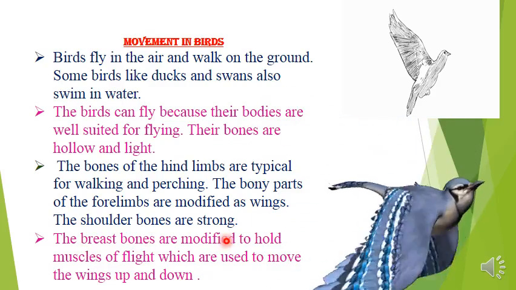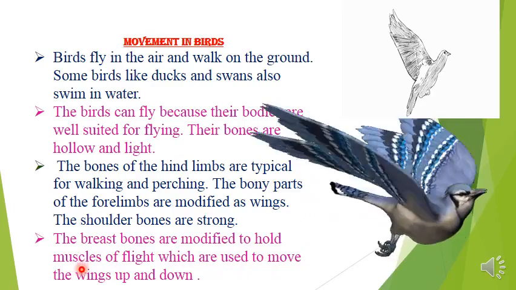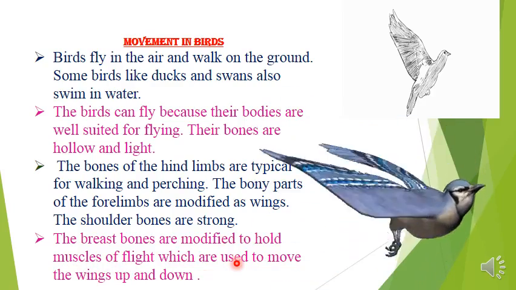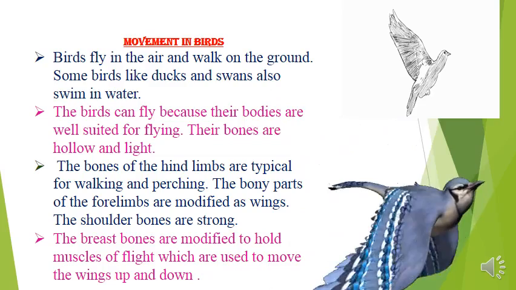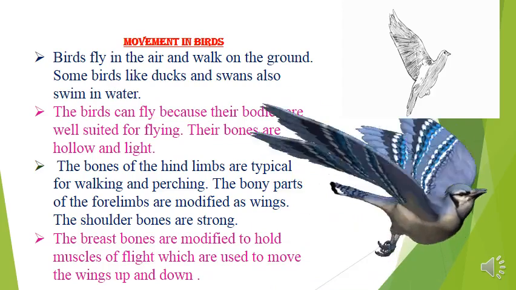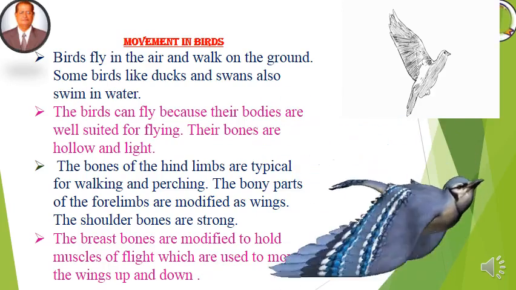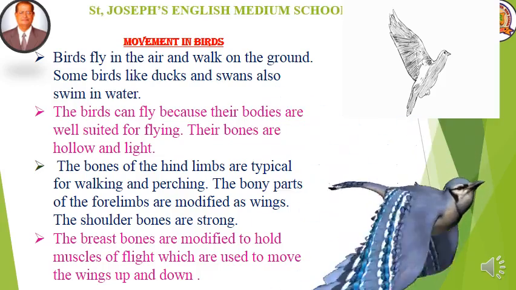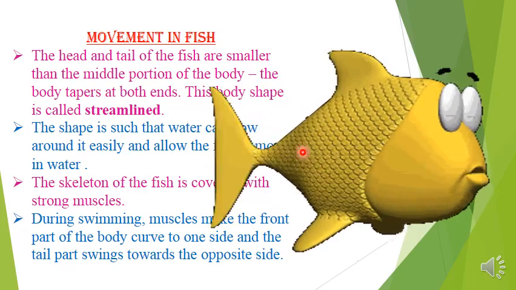The breast bones are modified to hold the muscles of flight, which are used to move the wings up and down. Wings move up and down in birds because the breast bones are modified for the functioning of the wings. Like these, birds move from place to place. They depend on their wings as well as on their legs to move. This sudden jerk, so many continuous jerks make the fish swim in water.